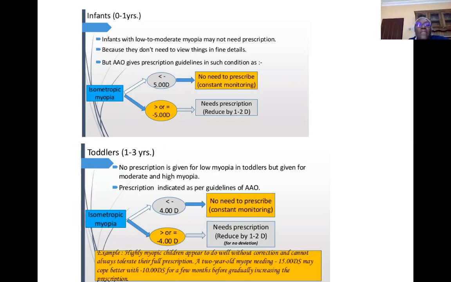And then if it's a toddler, it's just the same. But you prescribe when the myopia is high because some start school at the age of 3 years.